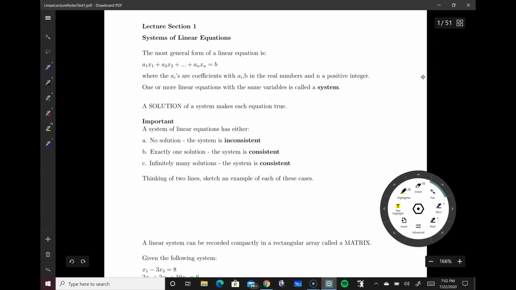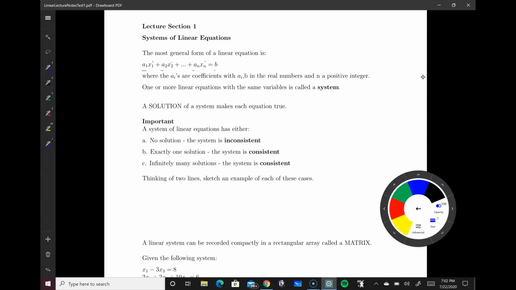All right, we're going to talk about systems of linear equations. Linear equations, meaning the x's have a power of 1, degree 1, in all these x's. The a's are all constants, and so is the b, all just real numbers, and n is a positive integer. So there could be 5 or 4 or 3 variables there.